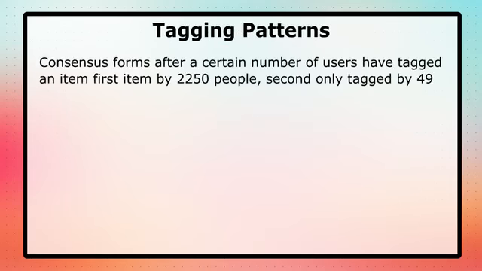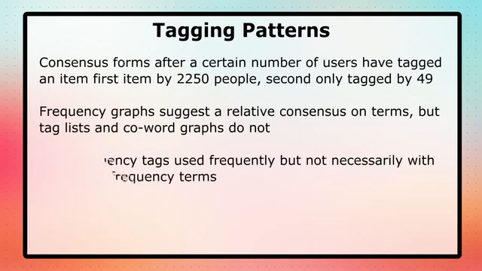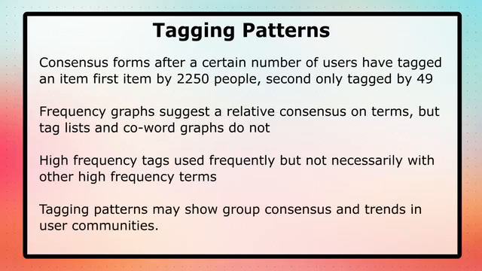Tagging patterns: consensus forms after a certain number of users have tagged an item. Suppose the first item is tagged by 2250 people, the second only by 49. Also, frequency graphs suggest a relative consensus on terms, but tag lists and forward graphs do not. It is a graph with the regular curve pattern. High frequency tags are used frequently, but not necessarily with other high frequency tags. Also, tagging patterns may show group consensus and trends in user communities. Actually, it is the wisdom of the crowd. It is not any isolated wisdom, but wisdom of the crowd.